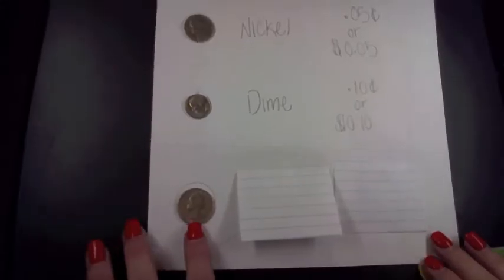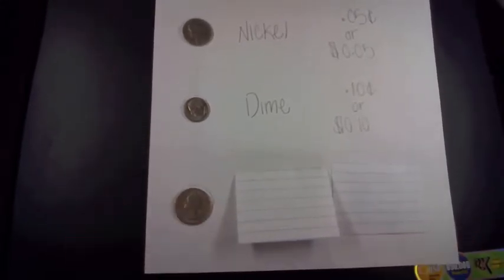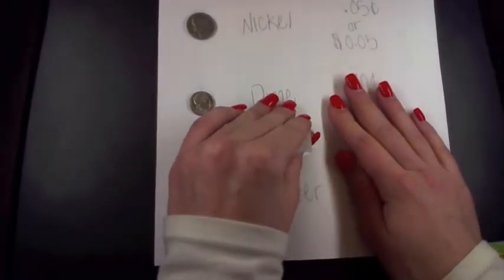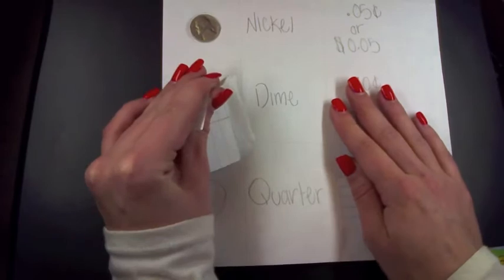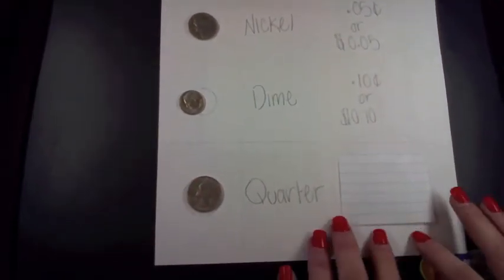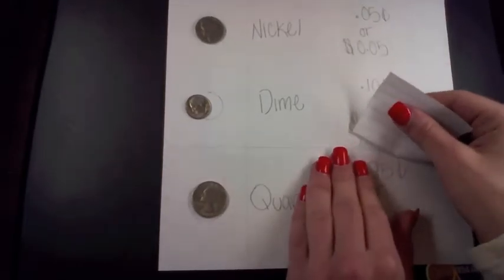Can anyone tell me what this last coin is? Is it a quarter? Yep, it is a quarter. And this is what the word quarter looks like. And a quarter is worth 25 cents. Now that we've learned about the different values of each coin, we're going to learn how to add them together in order to create different values.